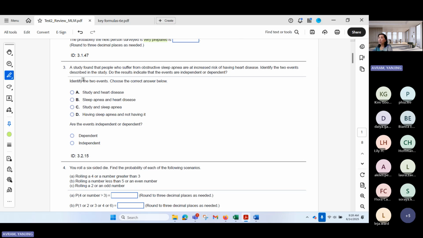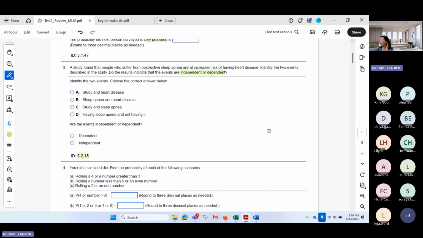Okay, the next one here is a study found that people who suffer from obstructive sleep apnea have an increased risk of having heart disease. Okay, identify two events described in the study. Do the results indicate the events are dependent or independent? So let me give you a very quick review, this is in section 3.2, right?